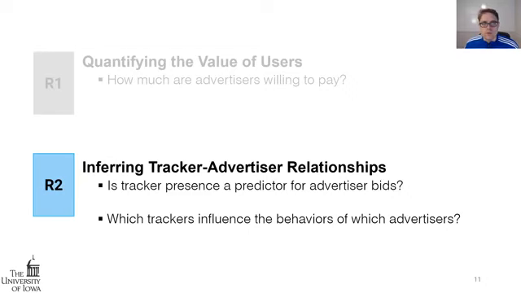We now turn to our second research objective and discuss data sharing relationships among trackers and advertisers. To motivate this problem, we pose the following questions in order to understand tracker influence on advertiser bidding behavior. First, we wanted to understand whether or not tracker presence is a predictor for advertiser bids. And secondly, which trackers influence the behaviors of advertisers the most.